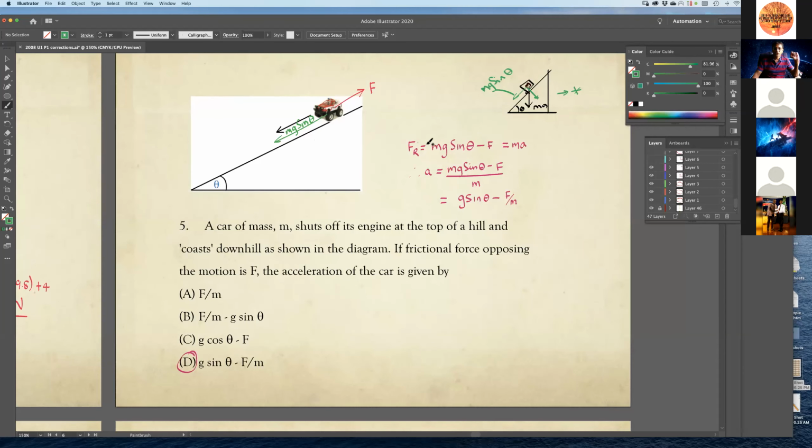That's fine. So what is the resultant force? Since it's moving down the slope, the resultant force will be mg sine theta minus F, because F is acting up the slope. And that resultant force is what causes the acceleration, ma. And from there, we simply solve, and we get our answer to be D.